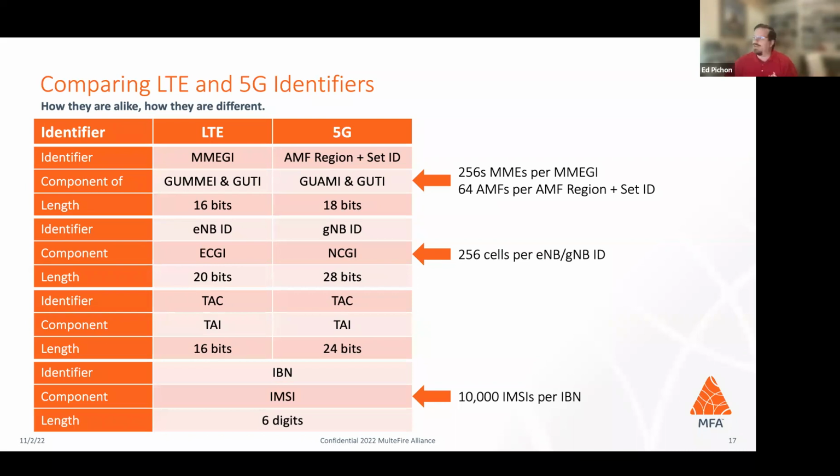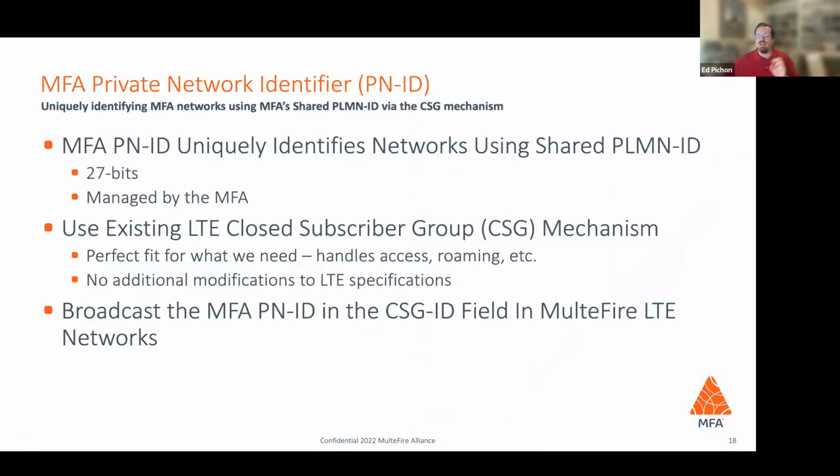What I haven't talked about yet is how you actually ensure that you can identify the network, distinguish between different networks. In LTE, we have defined a new identifier called the private network ID that uniquely identifies a network that's using this shared PLMN ID. It's 27 bits. We manage it just like those other identifiers. And LTE includes this handy little mechanism called the closed subscriber group, which does exactly what we need in terms of treating networks independently. Authentication, roaming, all that gets handled exactly how we need. So we just use the CSG ID field to send the private network ID.